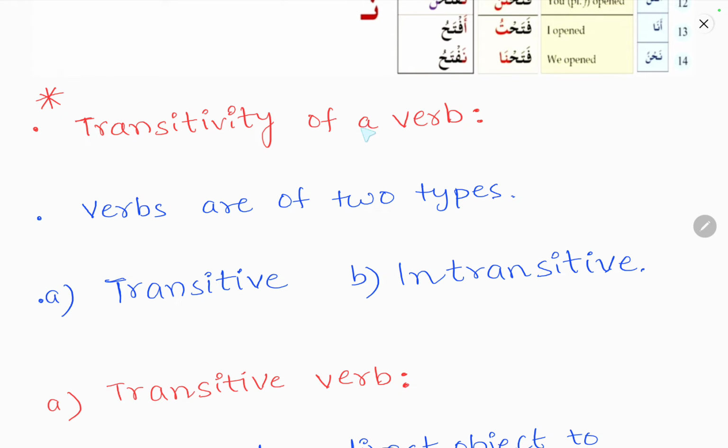So one more characteristic of a verb is the transitivity of a verb. We have finished the genders of verbs. Now this is one more: transitivity of a verb. Verbs are of two types, that is transitive verbs and intransitive verbs.